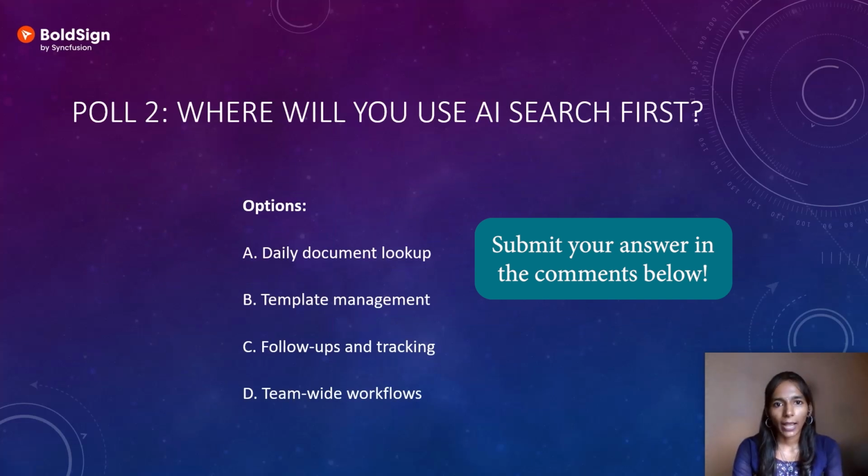So before we wrap up, here is a final poll. Where do you think you'll use AI search first? Your options are daily document lookup, template management, follow-ups and tracking, team-wide workflows. Please select your answer. Great.